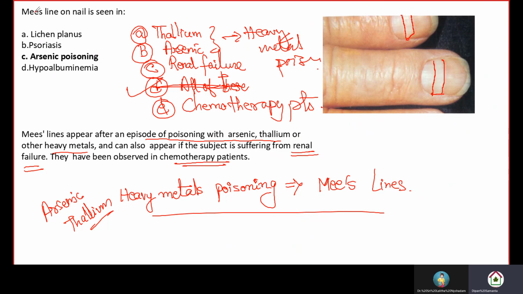In FMGE, this term may not be there. So the question will be: the condition of the nail given in the picture is seen in which one of the following? So you need to understand the picture also for image-based question purposes. Okay, for image-based type of question, you need to understand the picture also.